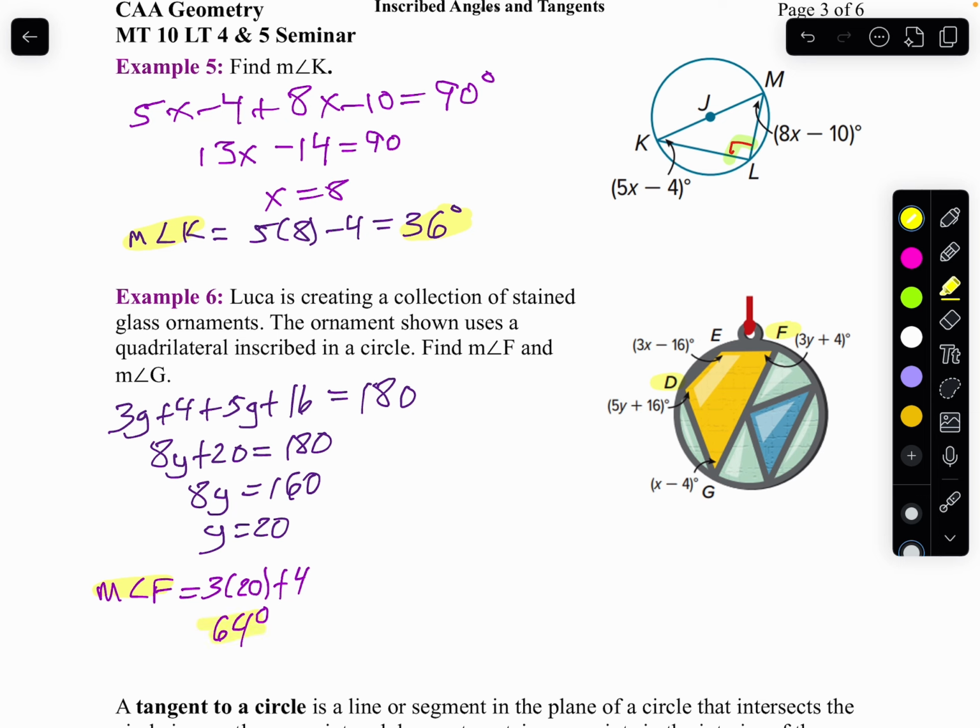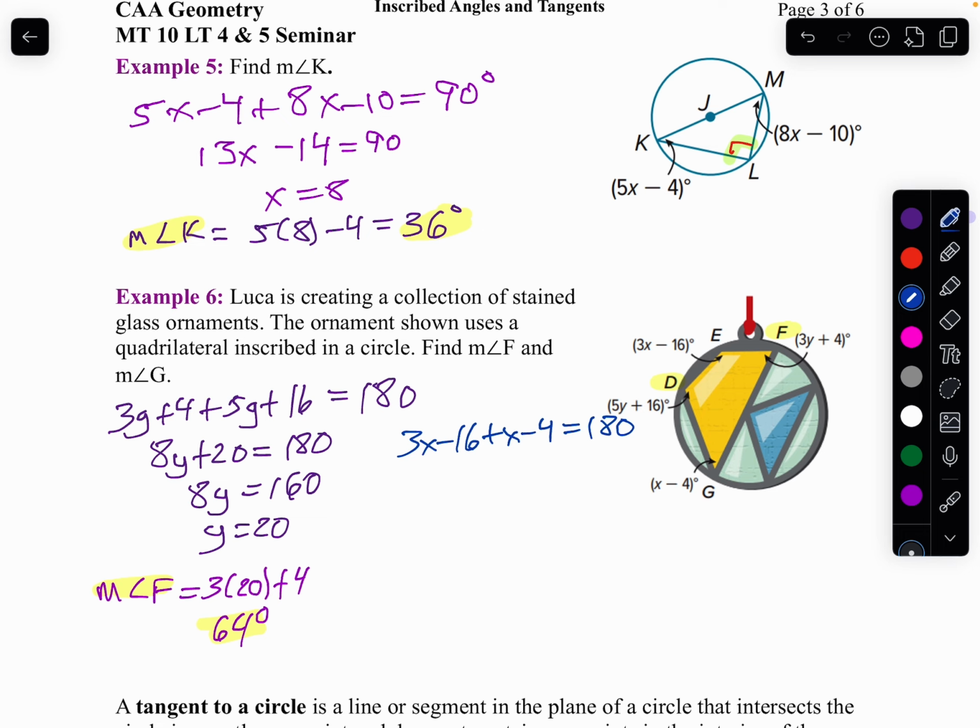I'm going to find the measure of angle G in a similar fashion. I'm just going to start here with G and E have to add to 180. So we'll say 3x minus 16 plus x minus 4. That will equal 180 degrees.